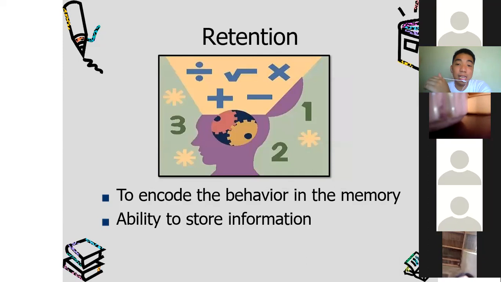The behavior that you saw in your classmate who was just praised will be encoded in your mind. It gets stored. So you think, if I answer my ma'am, I will be praised. I will be given a reward. So it is stored first. Retention.